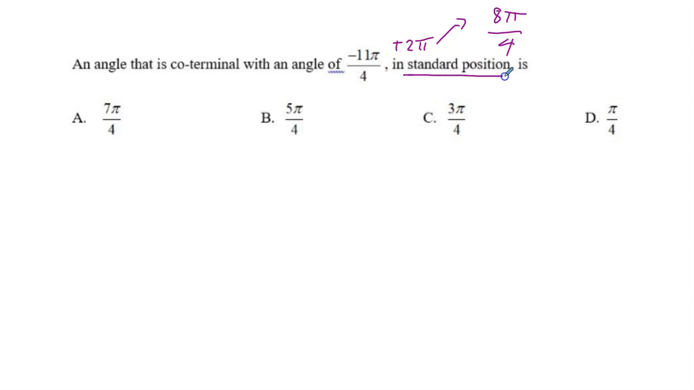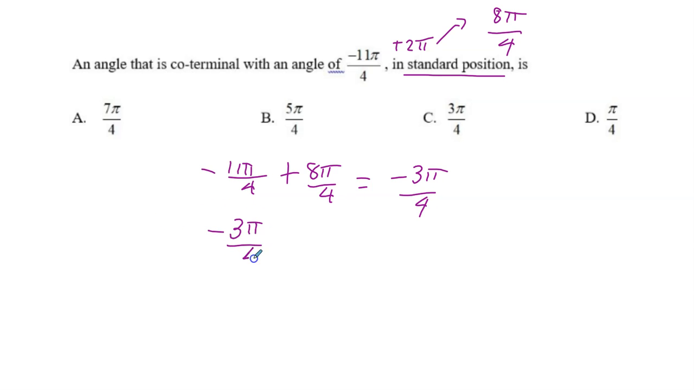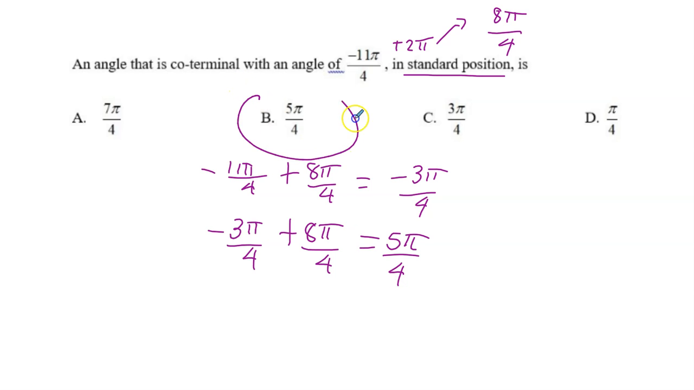So in standard position, we're going to need a positive angle. Negative 11 pi over 4 plus 8 pi over 4 is negative 3 pi over 4. Okay, not good enough. So negative 3 pi over 4 plus 8 pi over 4 is 5 pi over 4. And our standard position angle is B.